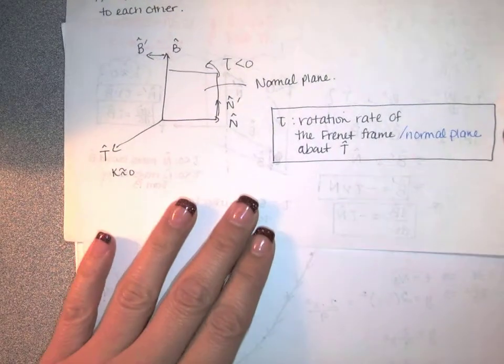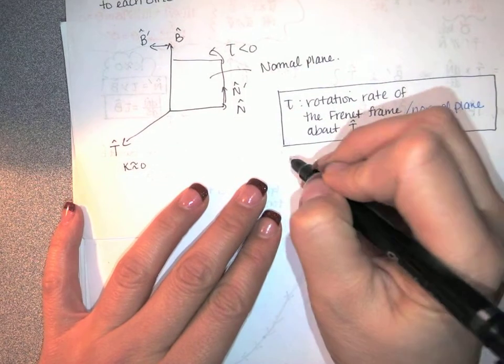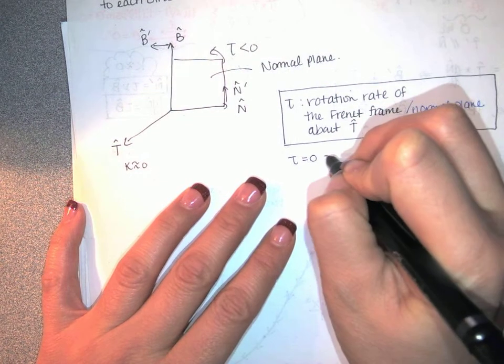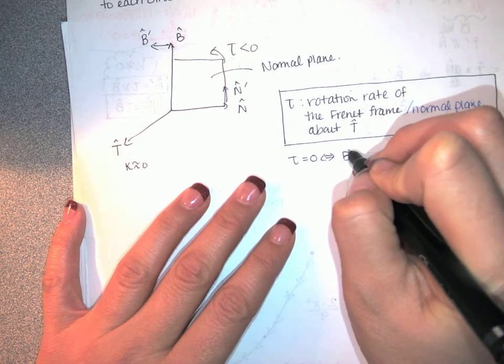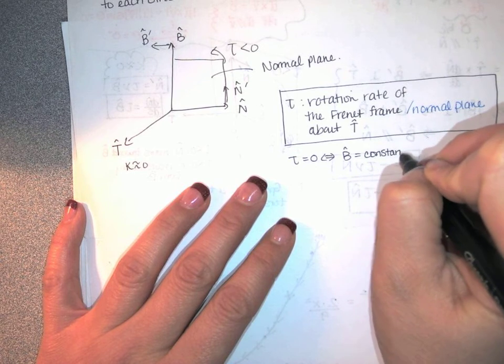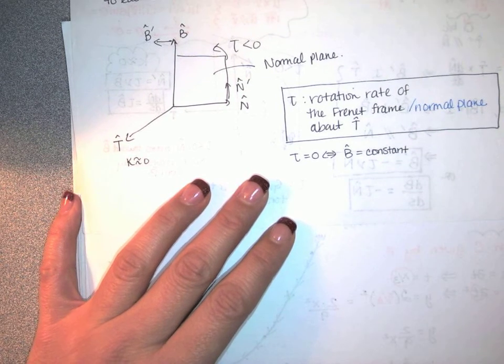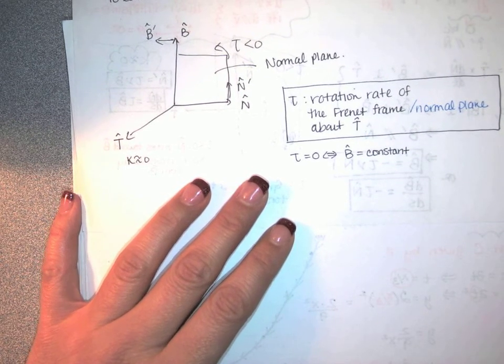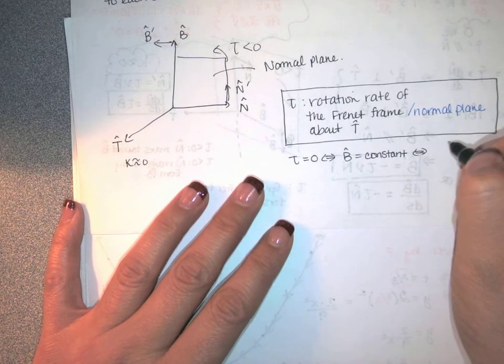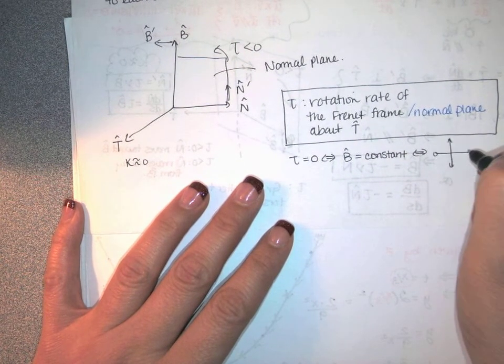But the important point that I was trying to get at there is if torsion is 0, that's the same as saying that b hat is constant. So it's not changing. It's just pointing in a single direction, and as time goes on, it continues to point in that direction.